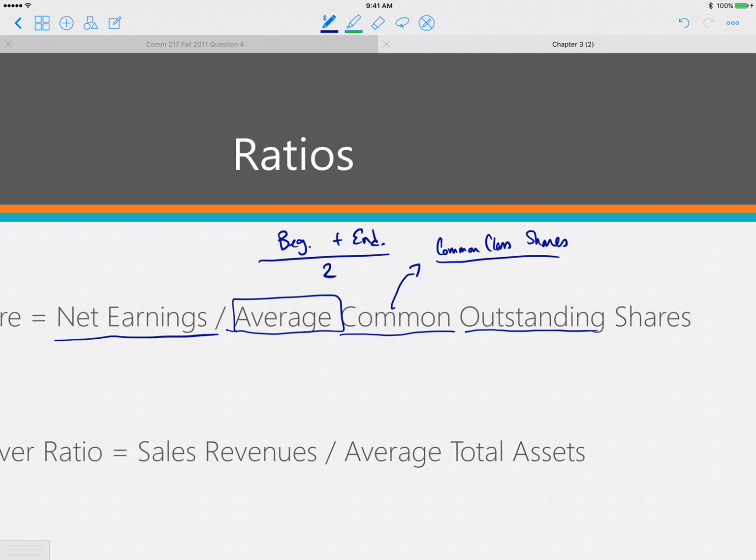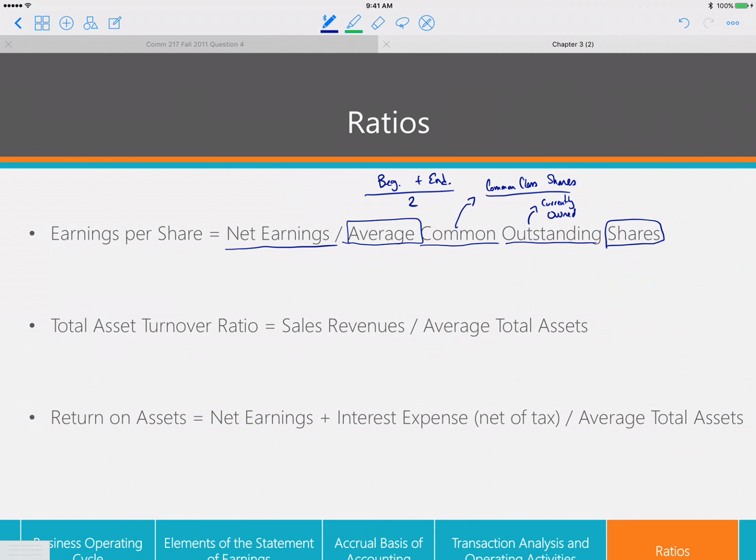Outstanding means that it is owned by shareholders. So it is currently owned. And shares, these are shares of ownership in the company. So for example, if a company had net earnings of $1,000 and on average, right, there were 100 shares owned on average, the earnings per share would be $10 per share. And the earnings per share shows us for every single share owned by shareholders, how much profit did the company generate?